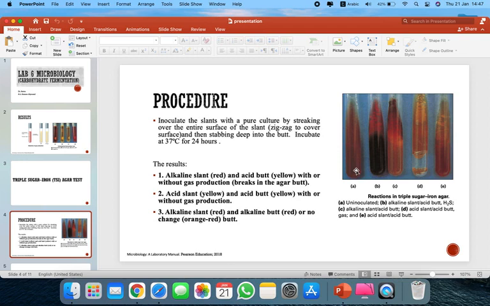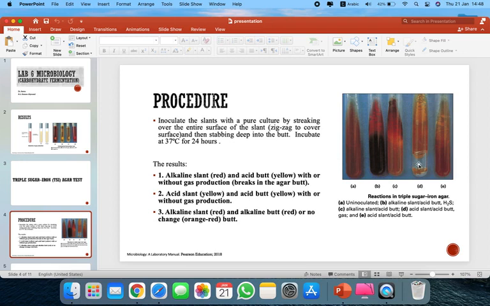As I said, I need the H2S because I have to know if that bacteria can produce H2S or not. The formation of CO2 and H2 is indicated by the presence of bubbles or cracks, as you can see here. Why? Because this is not a broth. This is a solid media in a tube, called a slant. So if there is any gas formation, you will see a crack here.